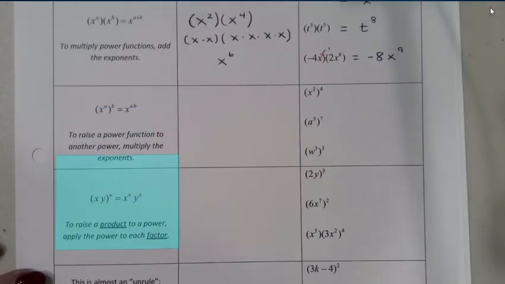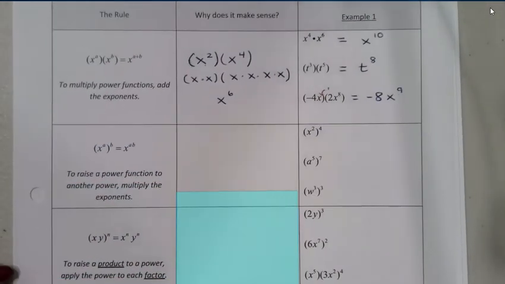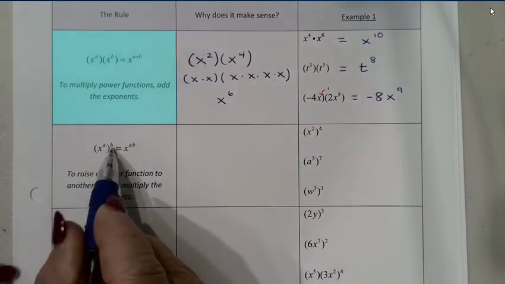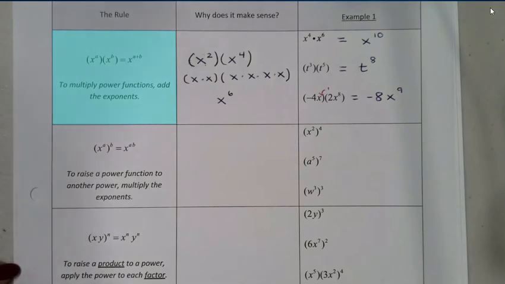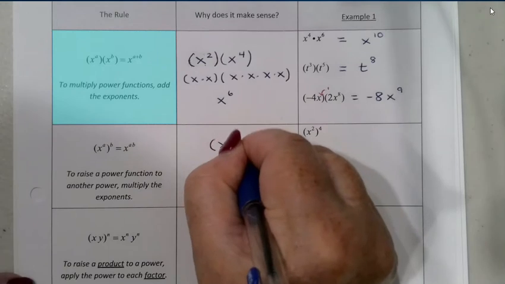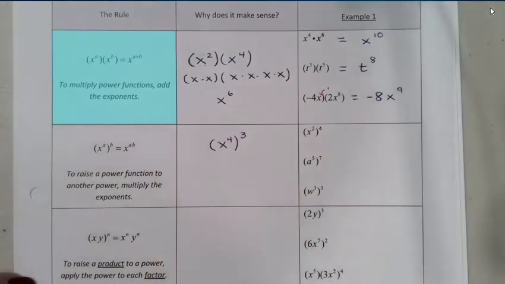All right, what if I want to raise a power function to another power? Like x to the a power raised to the b power. In this case, we actually multiply the exponents. And again, if you want to see why that makes sense, what if I wanted to take x to the 4th raised to the 3rd power?